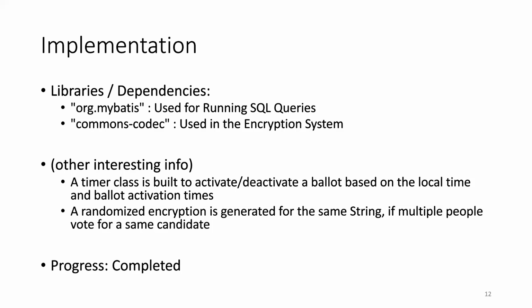using base 64. The interesting thing in this voting application is a timer class, which is built to activate or deactivate ballots based on the start time and end time provided through the ballot creation. This basically takes our local time and checks if it is present in the range of start time and end time of the ballot, and it either activates or deactivates based on the information it receives.